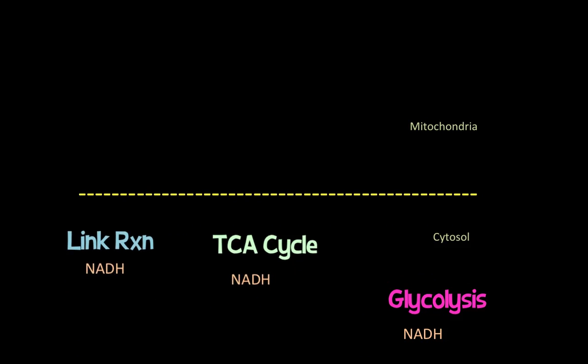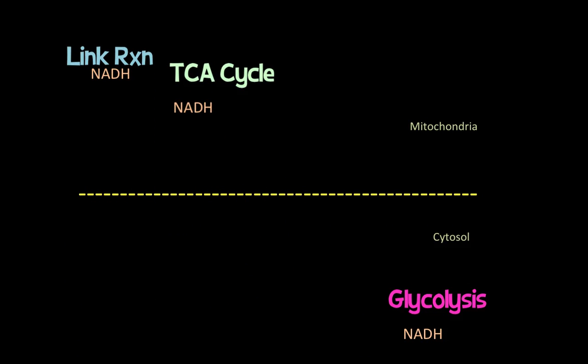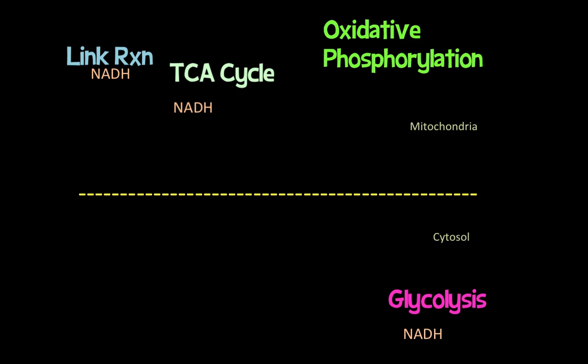Well, the link reaction and TCA cycle take place in the mitochondria. And we also know that oxidative phosphorylation takes place in the mitochondria. So the NADH from the link reaction and TCA cycle will go straight to oxidative phosphorylation. Easy peasy. But glycolysis takes place in the cytosol. So the NADH produced by glycolysis is formed in the cytosol. It will mean that this NADH has to go into the mitochondria to reach oxidative phosphorylation.